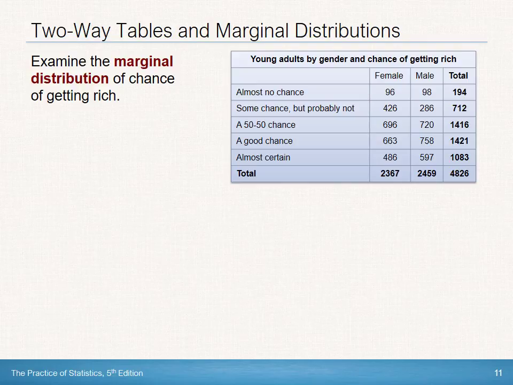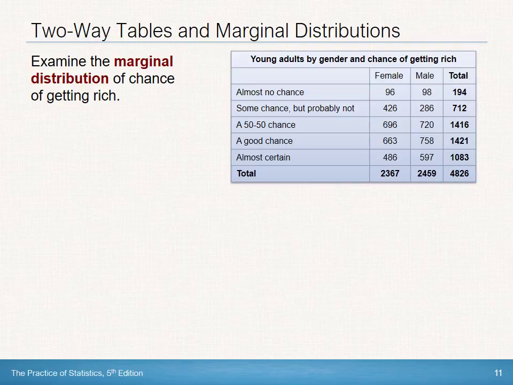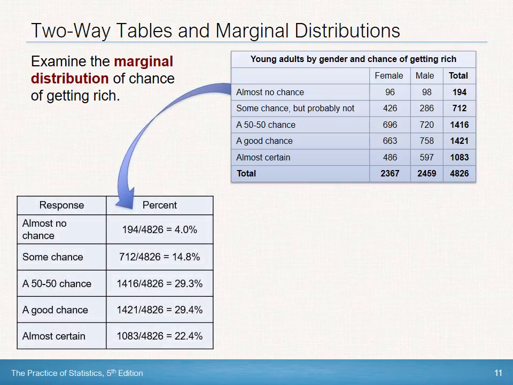So what I'm going to do is take each one of these and divide it by the table total. So 194 divided by 4826, which we have right down here. So we take each one: 194 divided by our total, 712 divided by our total, 7416 divided by our total, and so on. And we get the percentages.